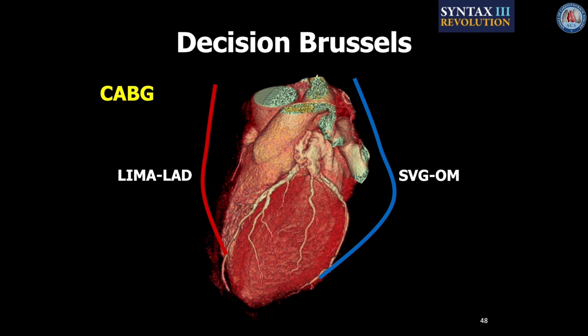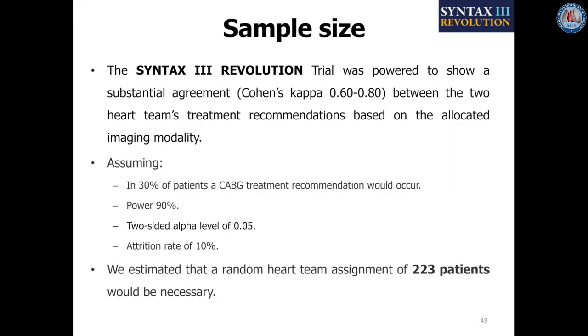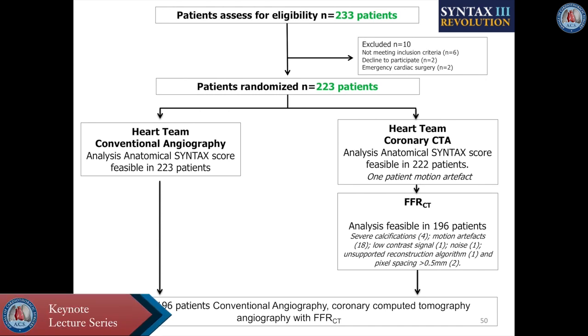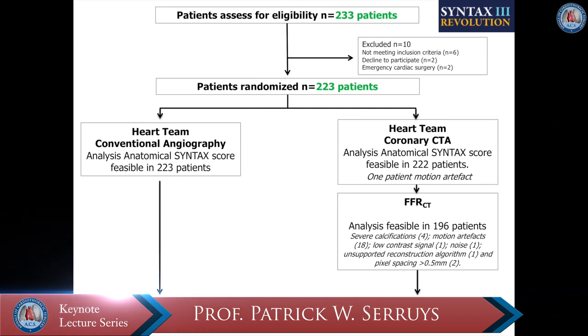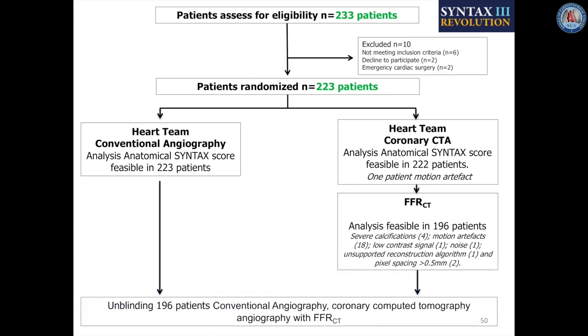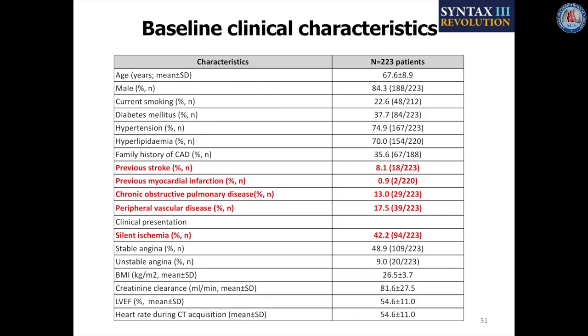Our goal was to have a Cohen kappa of superior to 0.60. The next slide shows you more or less that the anatomy by multi-slice CT scan was feasible in all but one patient. In 22 patients, FFRCT has a yield which is a little bit less, 196 patients could have all their lesions analyzed by FFRCT, but not 100%. The next is showing you the baseline characteristics of the patients.